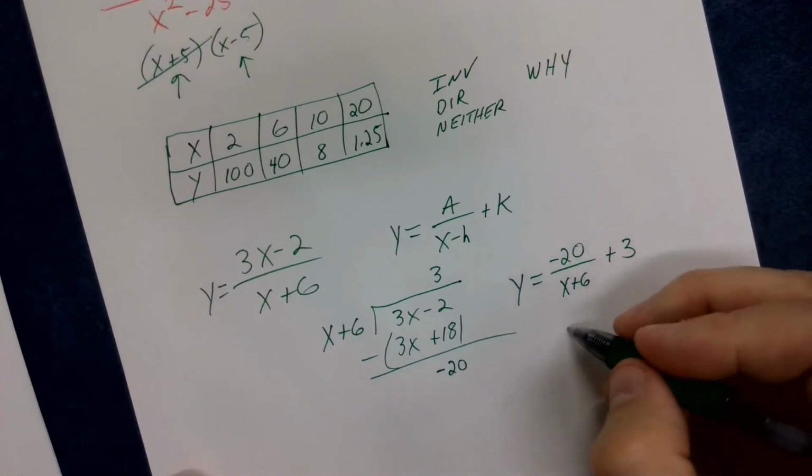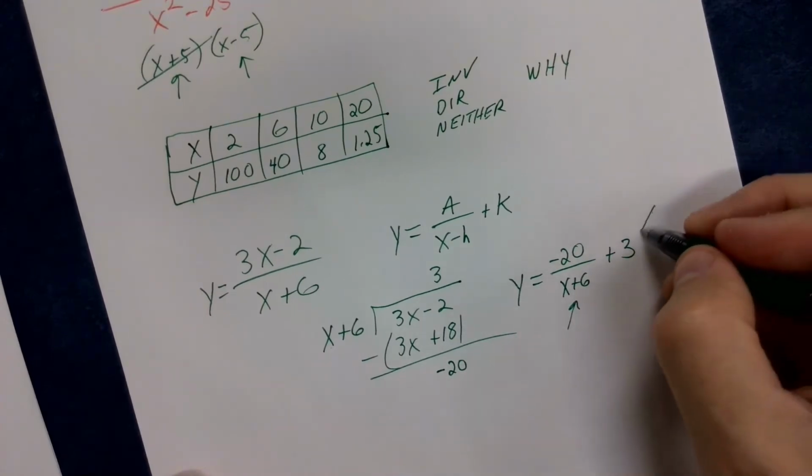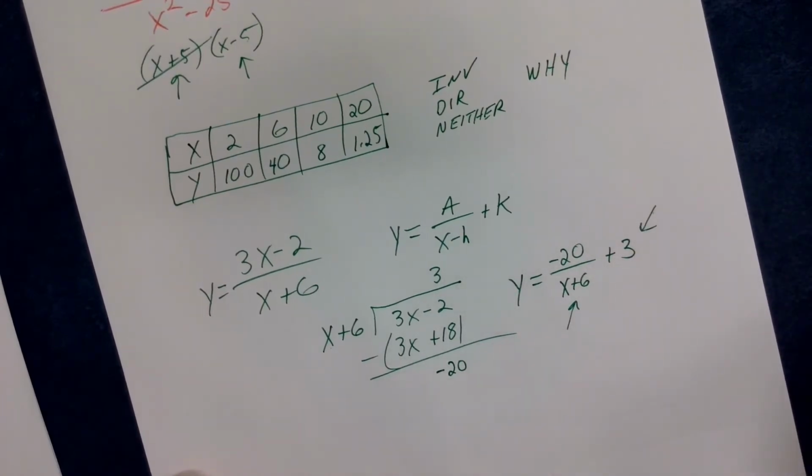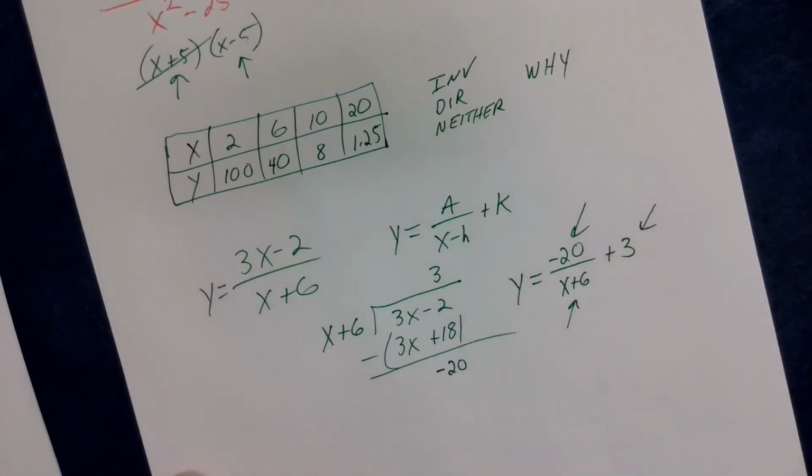This tells me I have a vertical asymptote at negative 6, a horizontal asymptote at positive 3, and because this is a negative, the graph would go in quadrants 2 and 4 as they curl in there. The 20 makes it so that it's a little further away from my new asymptote axes. Okay?